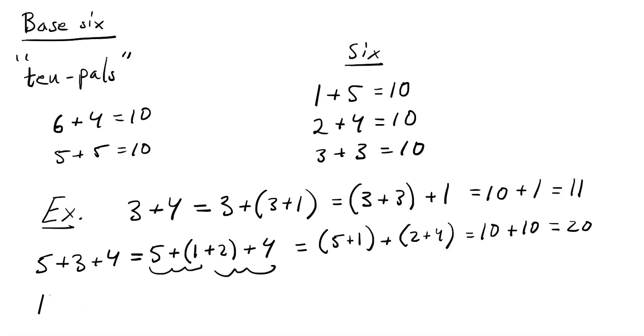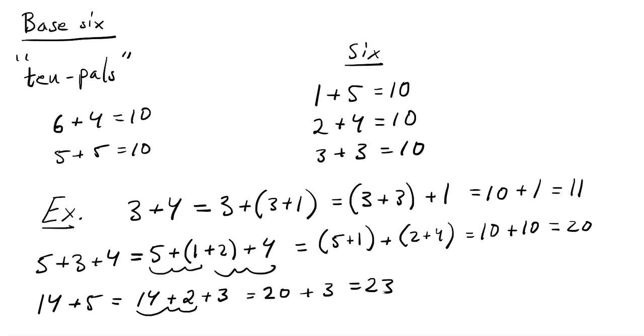Let's take one final example. 14, for example. We know that 4 plus 2 makes 10. So we write 5 as 2 plus 3. And 4 plus 2, that's 10. But now we have 1 here also, so this must be 20. So these two must be 20. This is 23 in base 6.